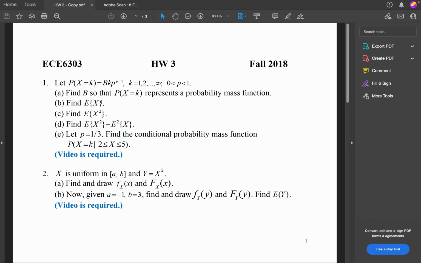Now moving on to part B. Here we are given that a is equal to minus 1 and b equals 3. So we need to find and draw the PDF and CDF of y, and we need to also find the expectation of y.